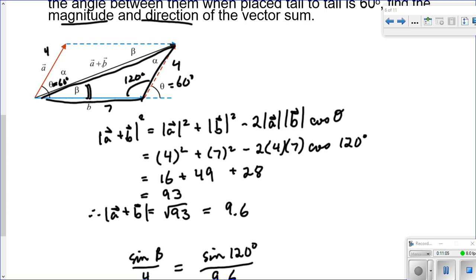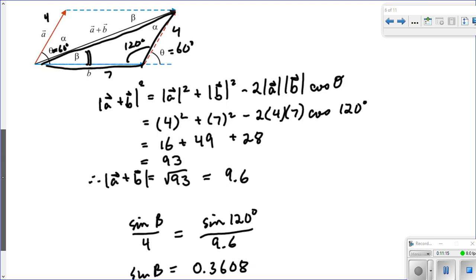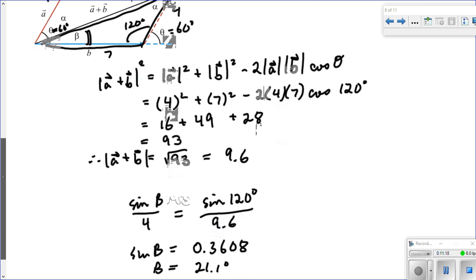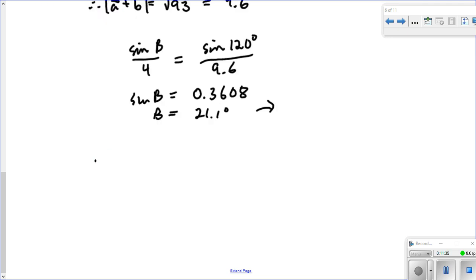I'm going to relate the sine law with 9.6 over the sine of 120 is equal to 4 over sine of B, or I'm going to do the reciprocal of that. So I'm going to say sine B over 4, that's the corresponding side with angle B, so sine B over 4 is equal to sine of 120 over 9.6. Cross multiply, get the ratio, and then take the inverse sine on my calculator, I get 21.1. So that's my direction.